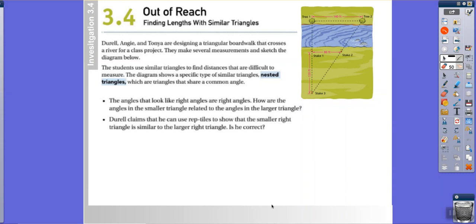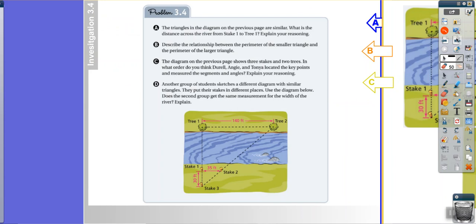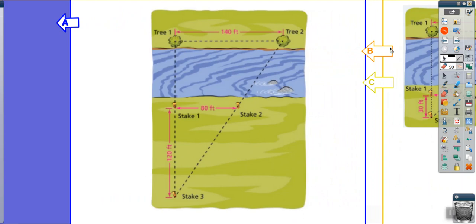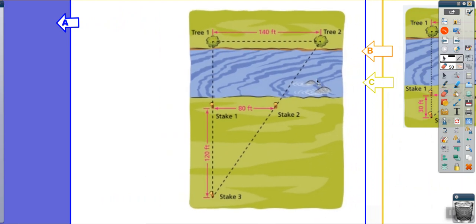All right, now that you've had some time to work on these problems, A, B, C, D, let's talk about them for a little bit. So, in question A, you are given this situation. Well, I don't know about you, but I see two different triangles. Did you see two different triangles too?